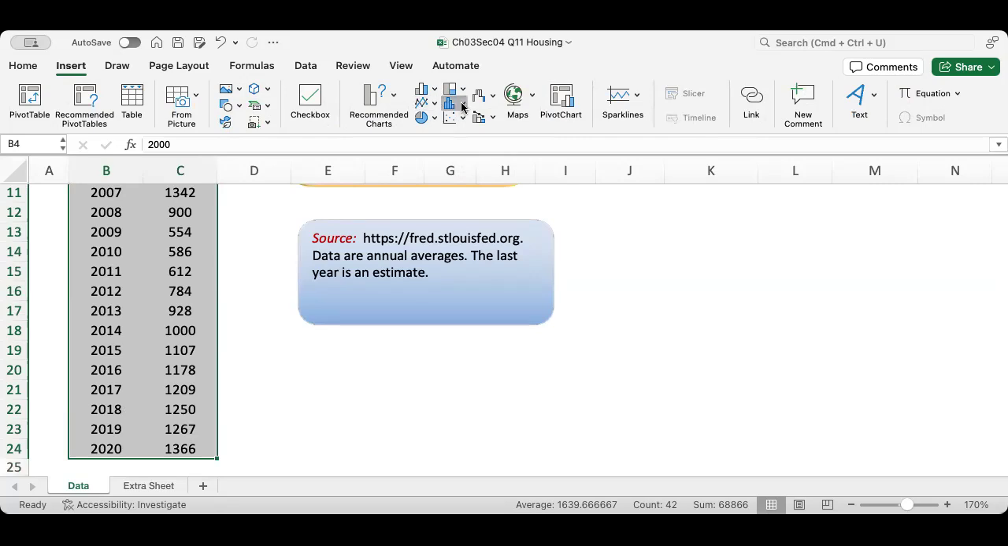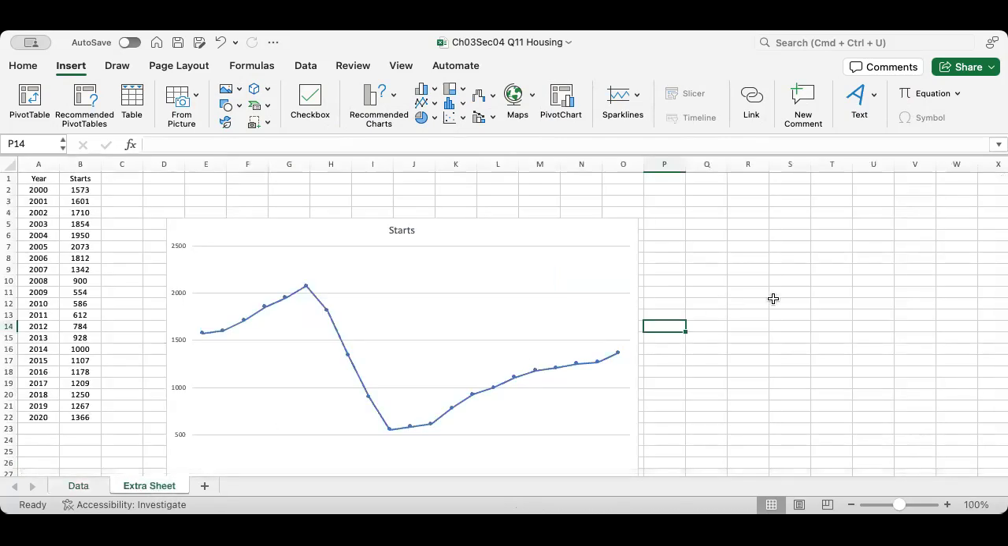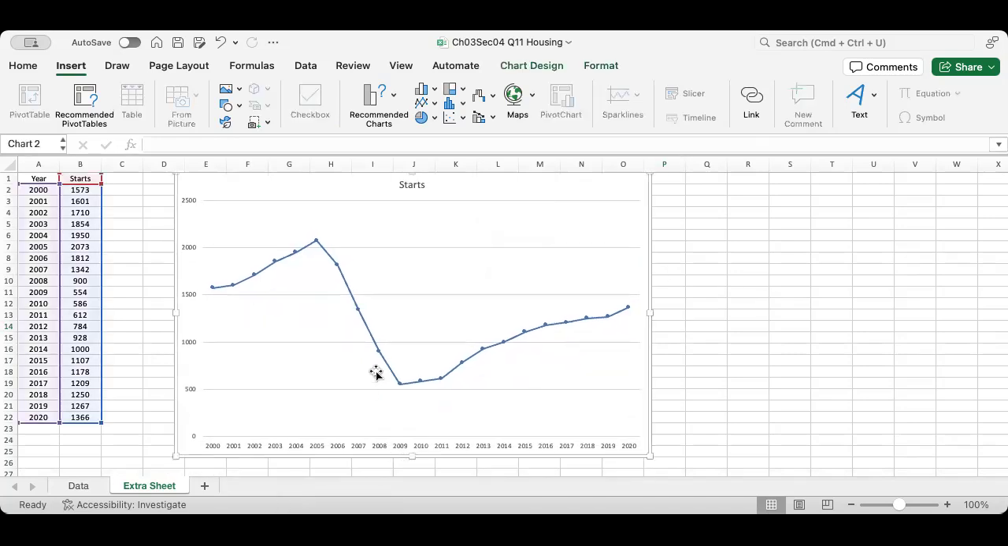Here are the histograms. Here are columns and bars. I already did this. And I did the data with the dots on it as a line chart. 2008, 2009. That's here. Anybody know what happened in 2008? A little more than just a recession.